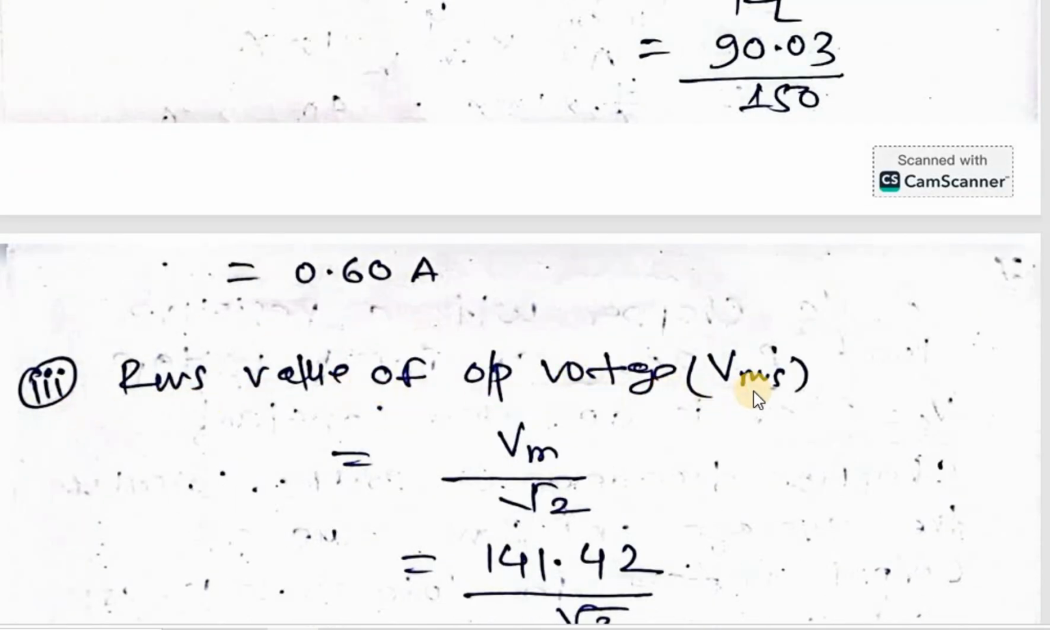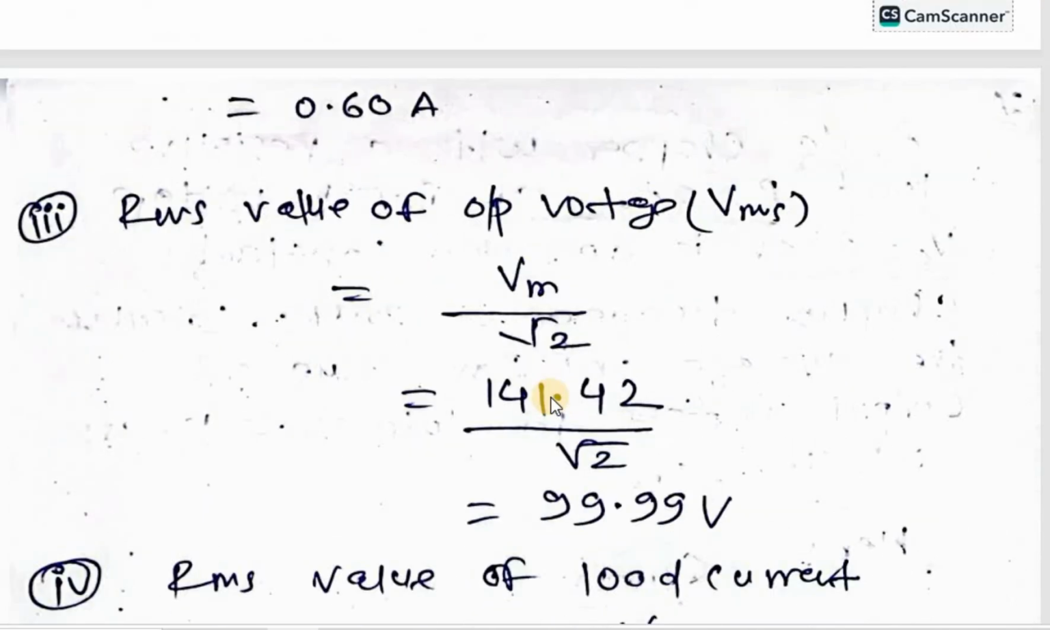And the RMS value of output voltage, V RMS, is VM upon root 2. So 141.42 upon root 2, that is 99.99 volt.